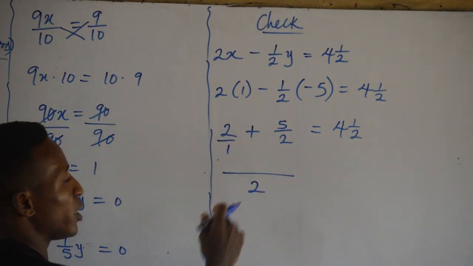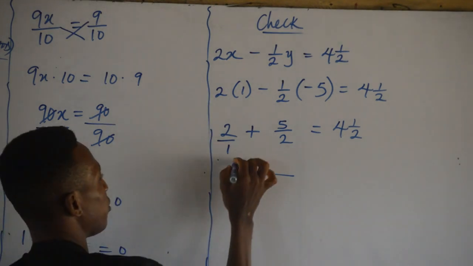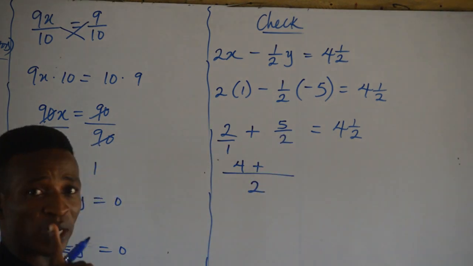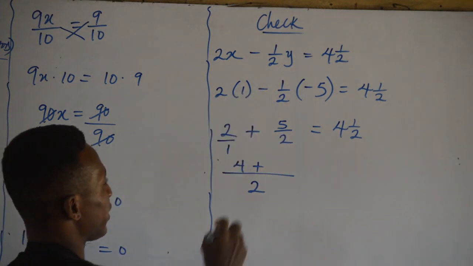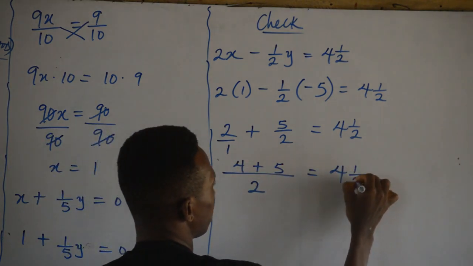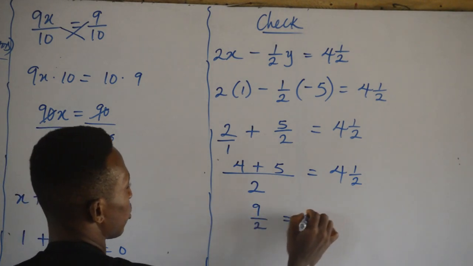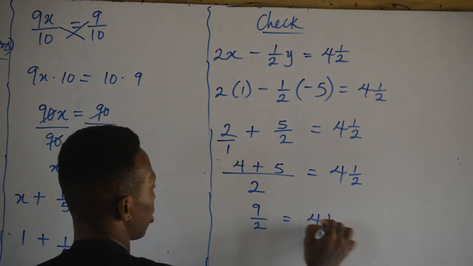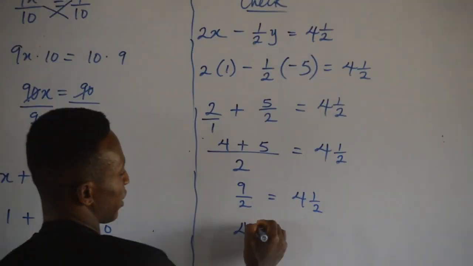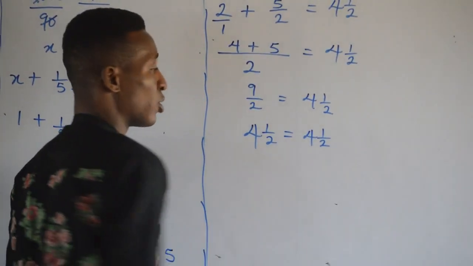How many 1 will you see in 2? That's 2. Multiply it by the 2 that is here. That gives you 4 plus. How many 2 will you see in 2? 1. Multiply it by the 5. That gives you 5. Everything equals to 4 over 1 all over 2. 4 plus 5, 9 over 2 equals to 4 over 1 over 2. So how many 2 will you see in 9? 4. Remainder 1 all over 2 equals to 4 over 1 all over 2.